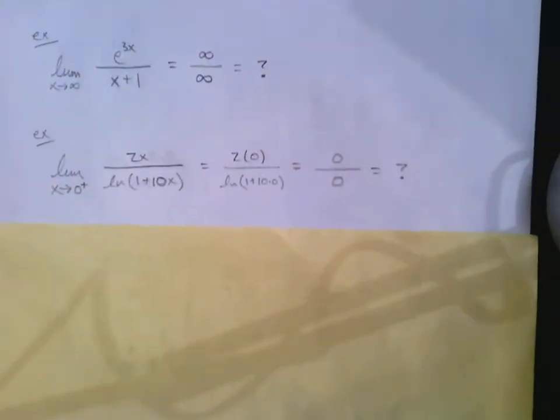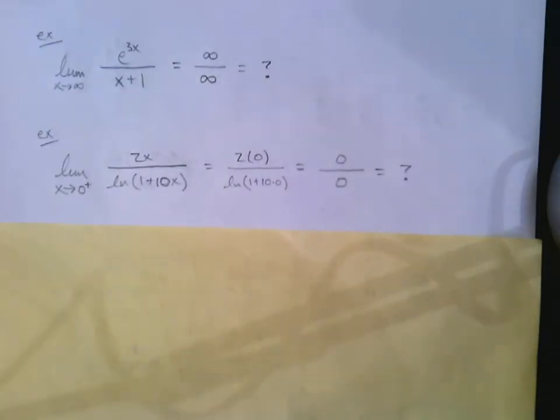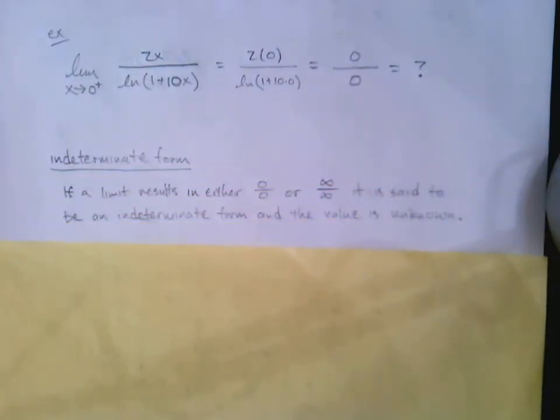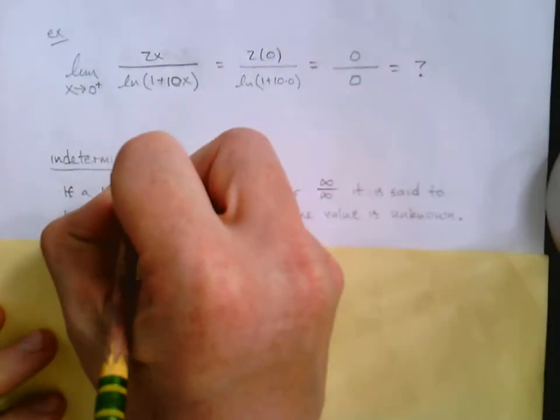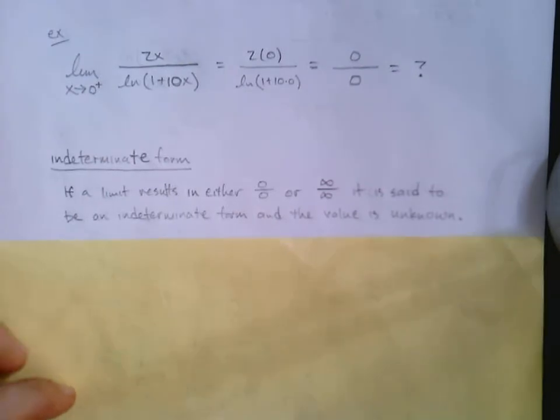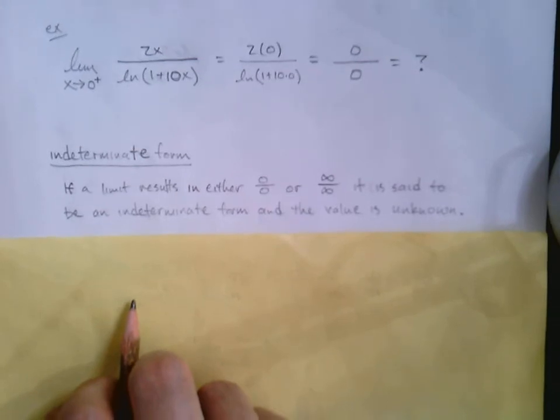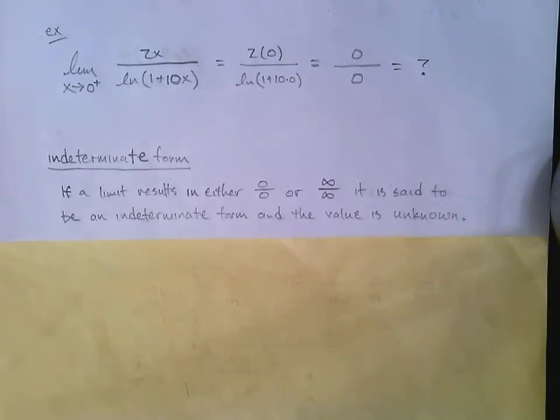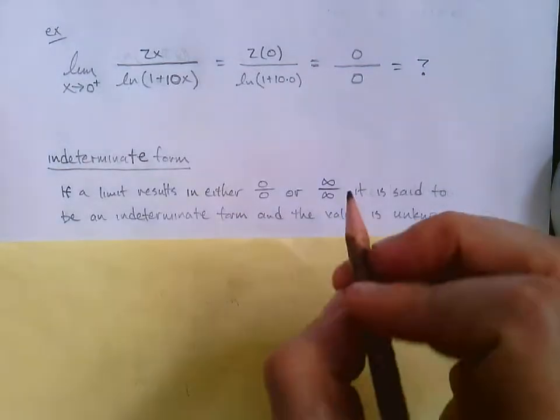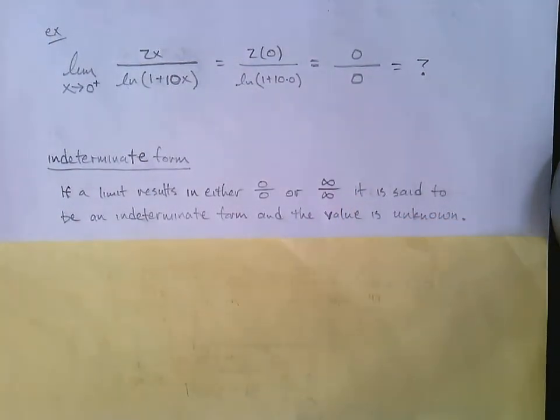Let's continue. All right, we're going to do both of these examples as the section goes on. But first, obviously, I need to tell you what L'Hopital's rule is. It stems from this idea of the indeterminate form. We just witnessed both types of indeterminate forms. If a limit results in either 0 over 0 or infinity over infinity, it is said to be an indeterminate form and the value is unknown. Indeterminate, obviously, meaning we don't know how to determine the value.